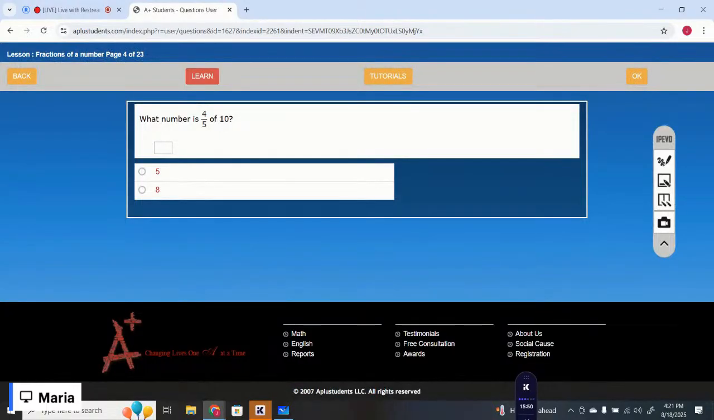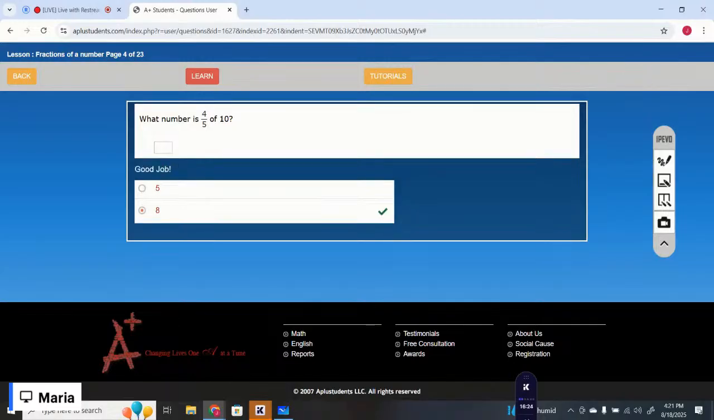What number is 4/5 of 10? You need to do 10 by 5, right? So 10 by 5 is 2, and 2 times 4 is 8. The correct option is 8. Option number 2 is the correct option.